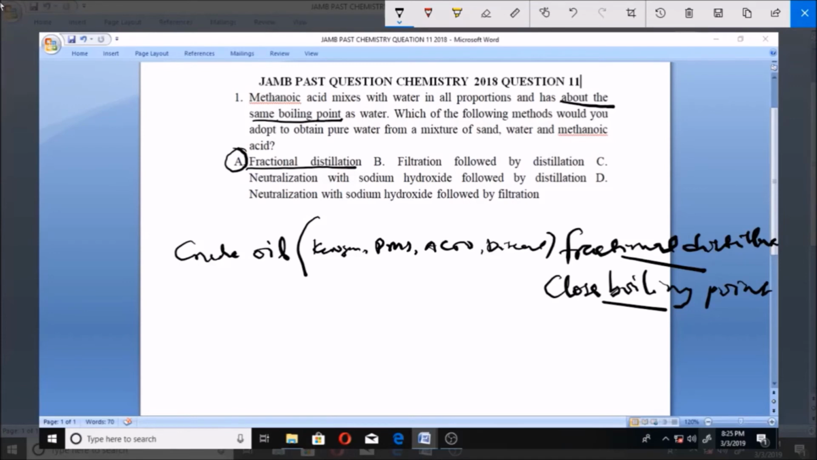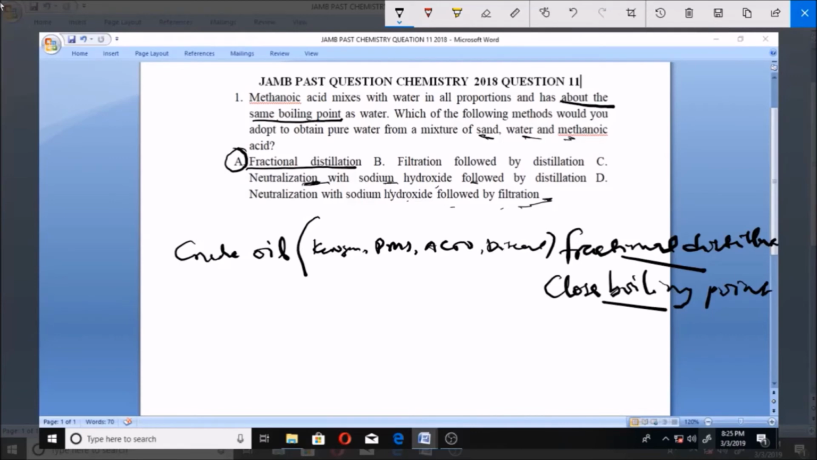Filtration followed by distillation. You can filter out sand, but you cannot use ordinary distillation to separate water and methanoic acid because of their similar boiling points. Neutralization does not have anything to do with this. Why are you neutralizing with sodium hydroxide? So it makes this not to be the answer. Neutralization followed by filtration, then this is also not a very good answer. So the right option is fractional distillation because they have about the same boiling point. So fractional distillation is what you use.